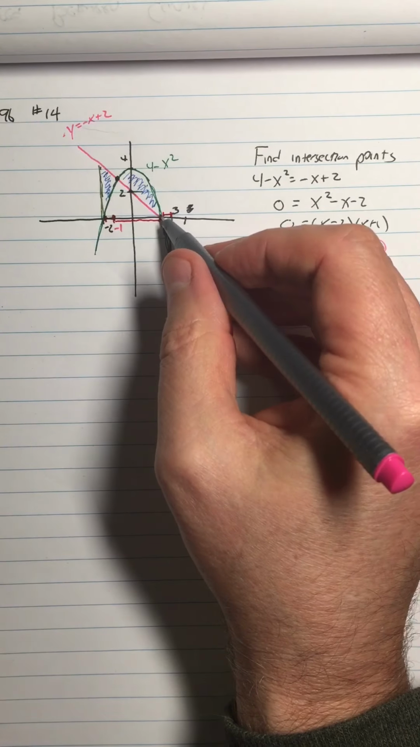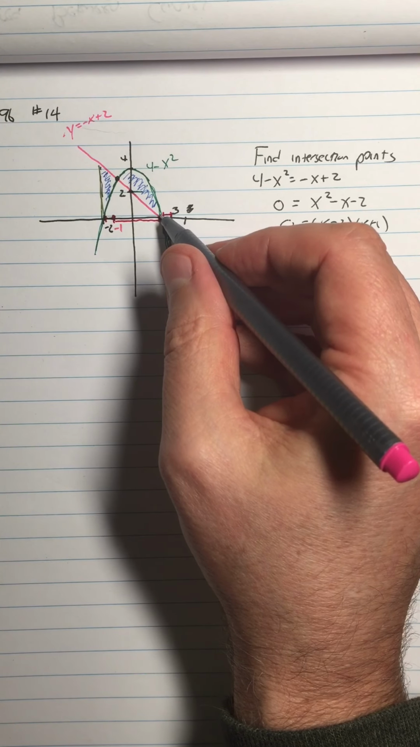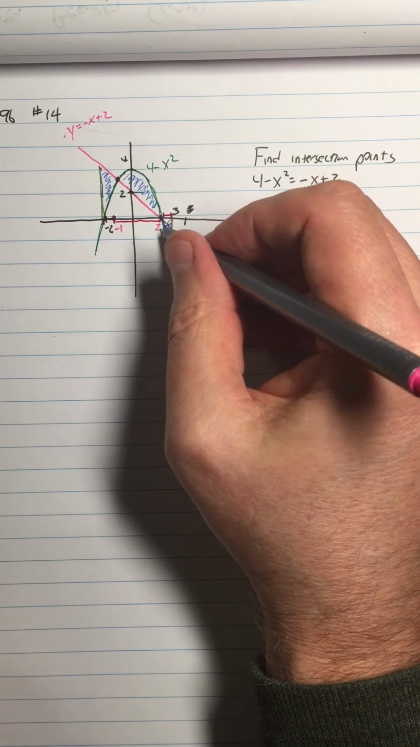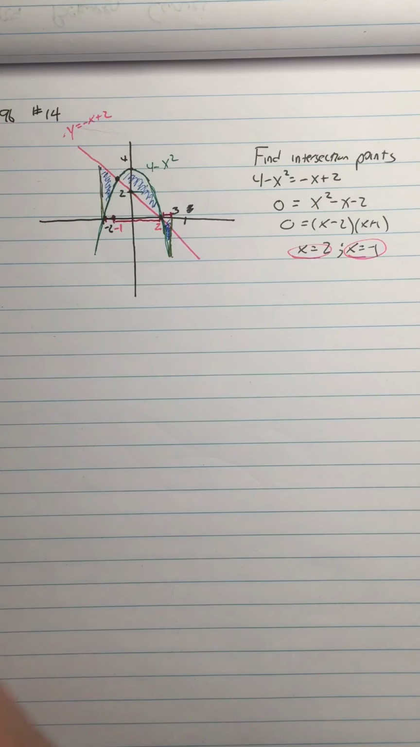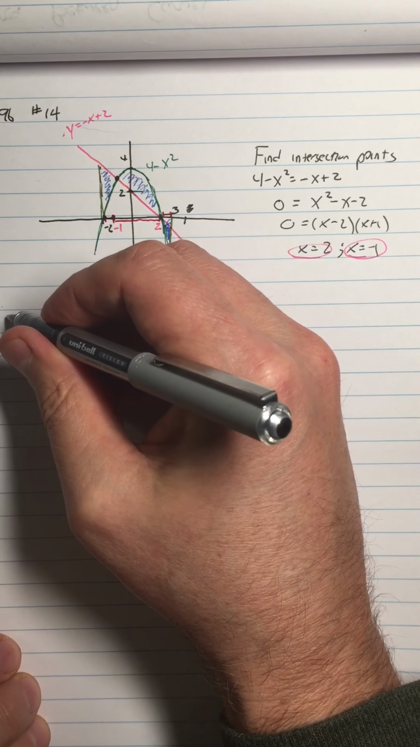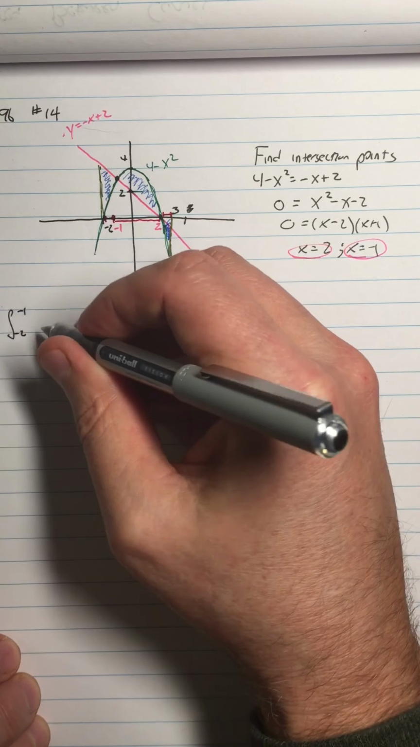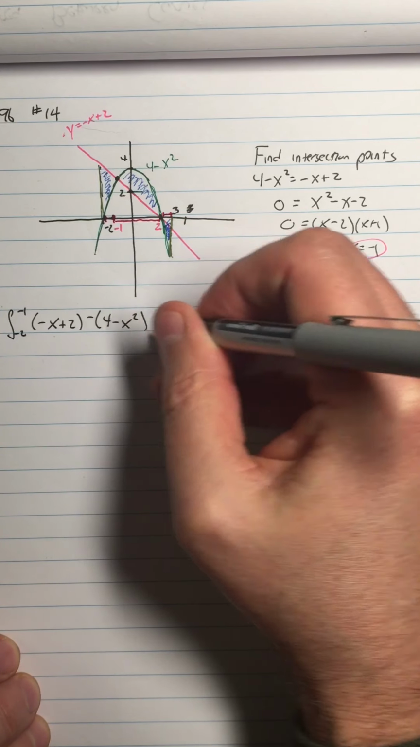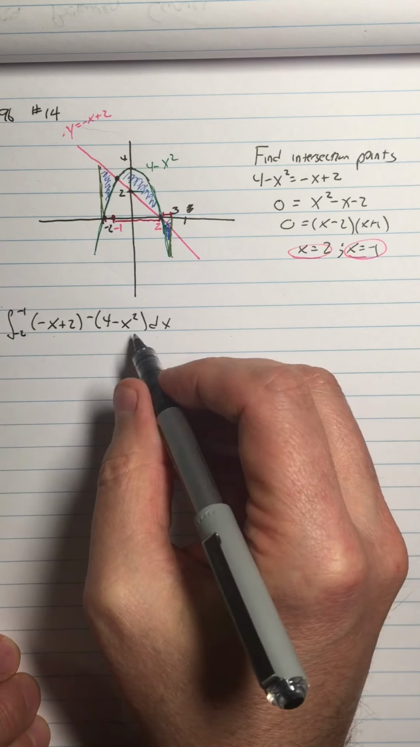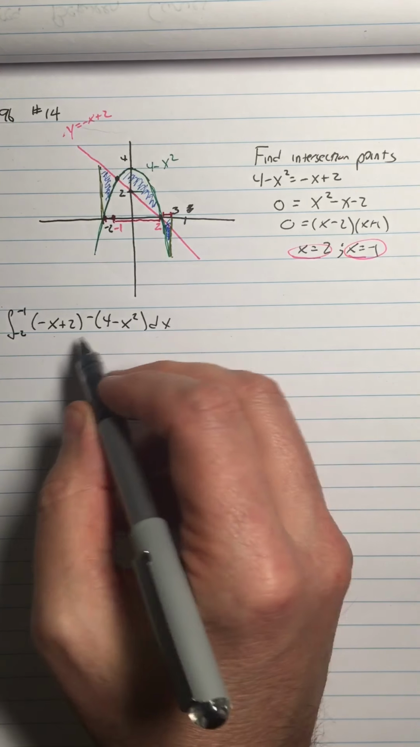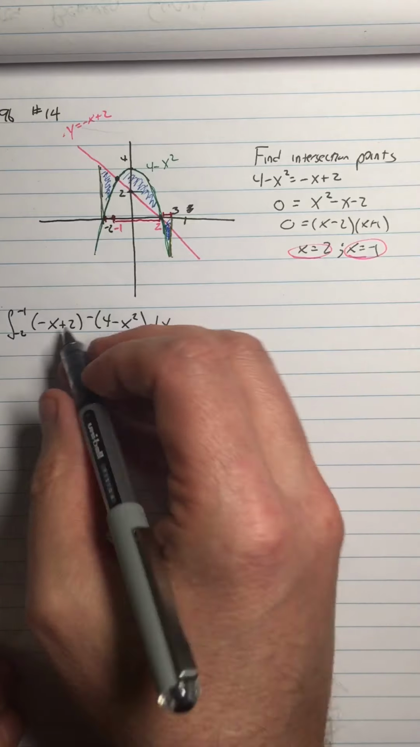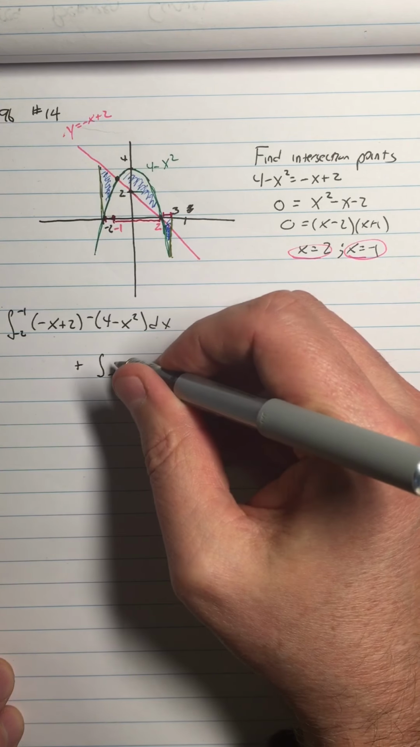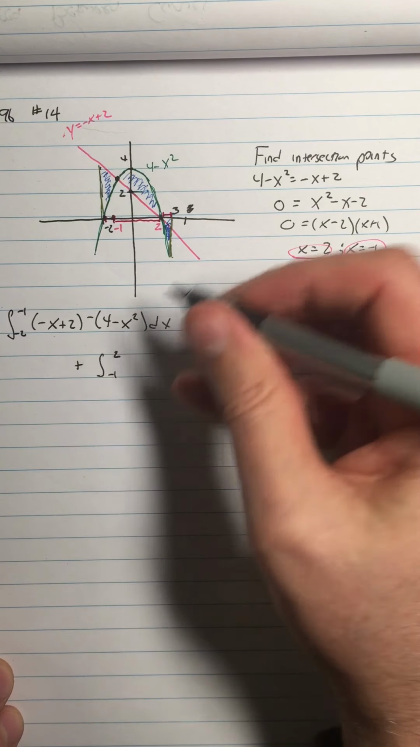Also, although it appears to be the point (2, 0) where these two intersect, it didn't have to be. So this tells us that x equals 2 is the other intersection point. Now we know how to break up the integral. Our integral is the integral from negative 2 to negative 1 of (negative x plus 2) minus (4 minus x squared) dx. I'm putting them both in parentheses; you only really have to put the second one in parentheses, but just for completion. That's this little area. Then plus the integral from negative 1 to 2.